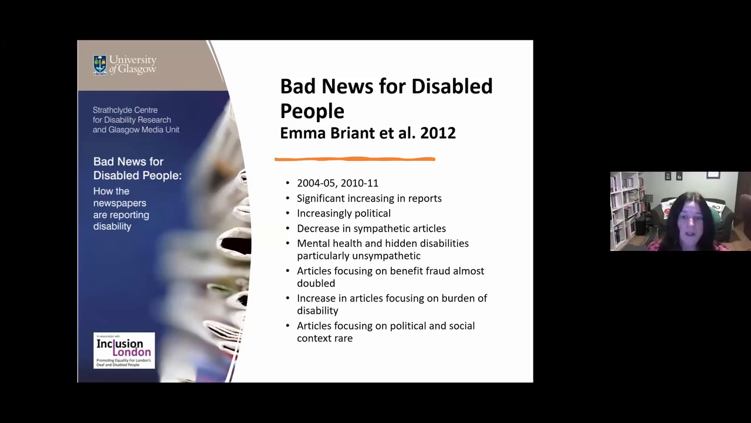During this period, articles focusing on benefit fraud almost doubled, along with an increase in articles focusing on the burden of disability, not to disabled people themselves, but to everybody else. And articles which looked at the political and social context in which disabled people were living, looking at things like poverty rates or low educational achievement or lack of service provision and so forth, were very rare.